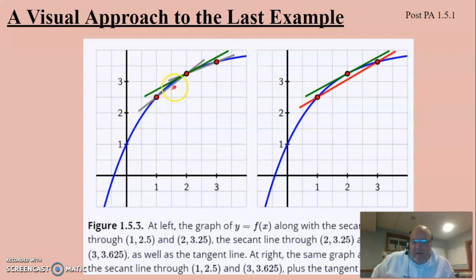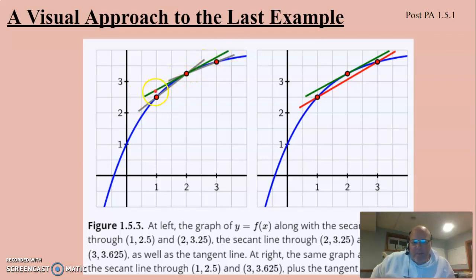So when we found the slope of the secant line between 1 and 2, we found this gray line right here that I'm tracing with my highlighter. And when we found the slope of the secant line between 2 and 3, we found this gray line right here. And we can see that those slopes are nowhere close to being the same. But if we take the average of them, the average of those 2 slopes ends up being this green value right here.